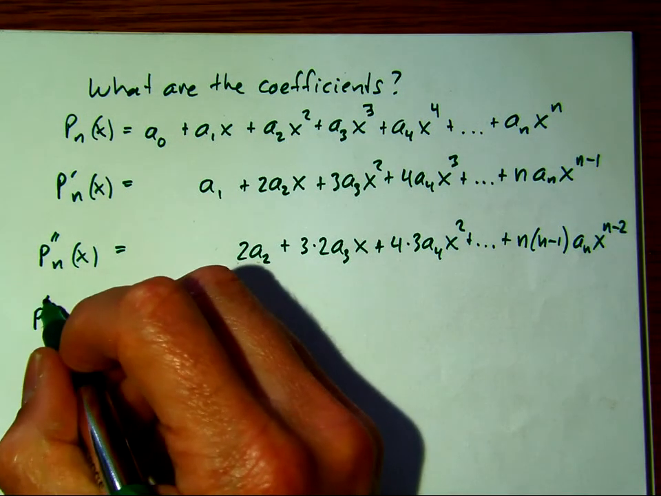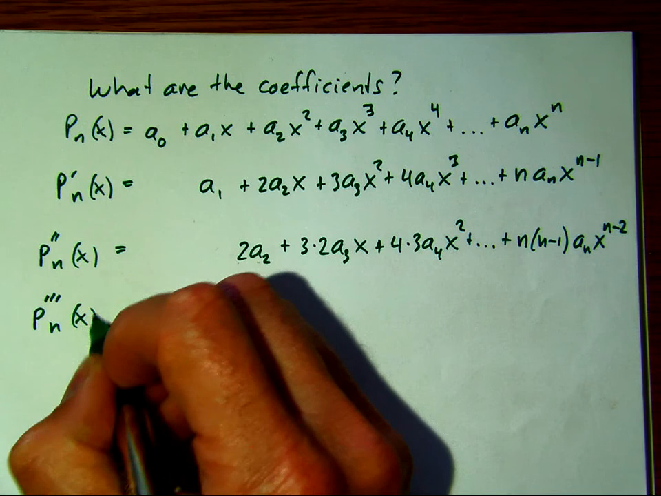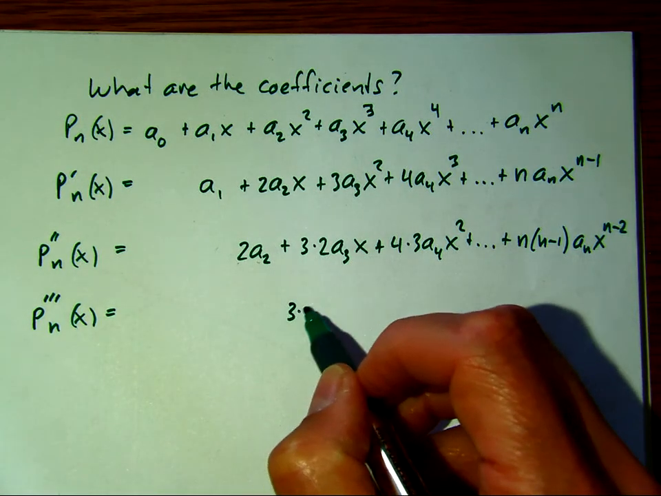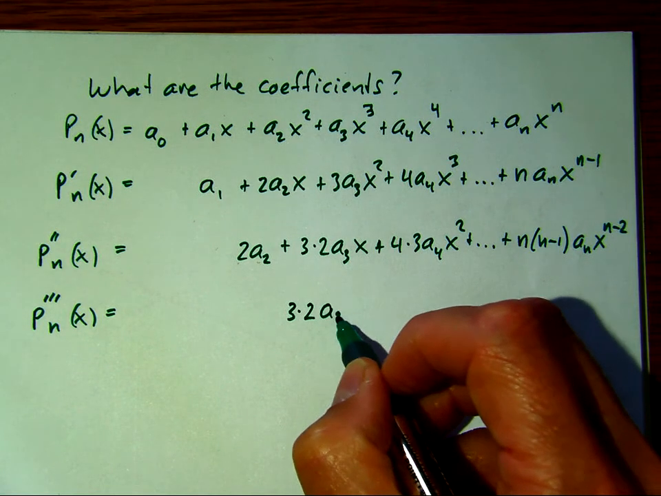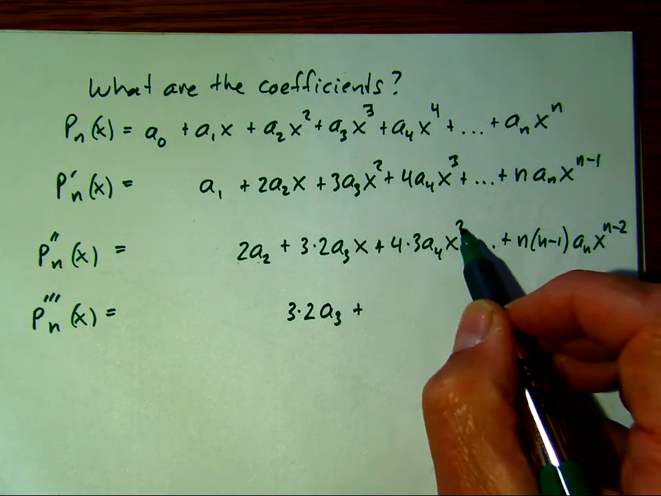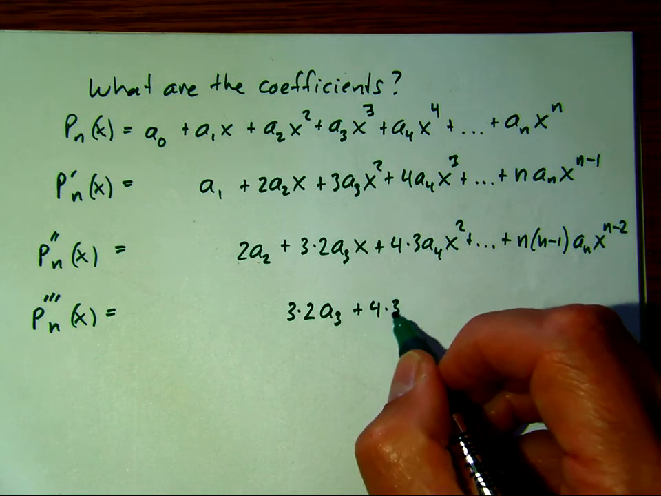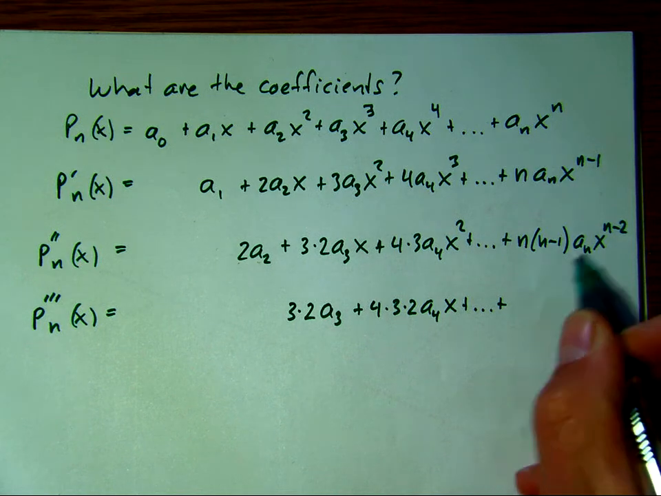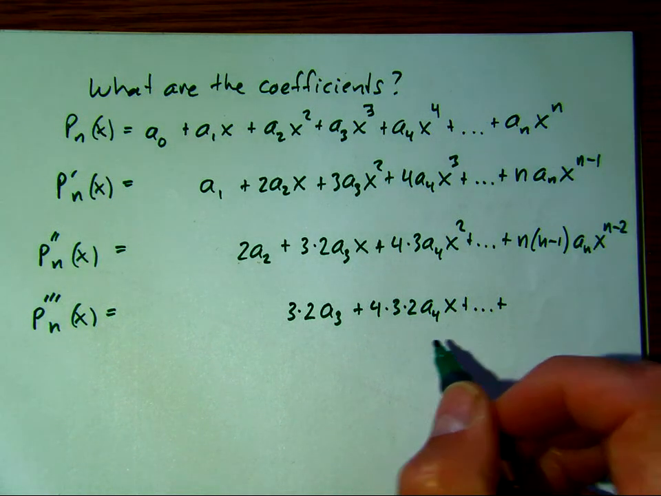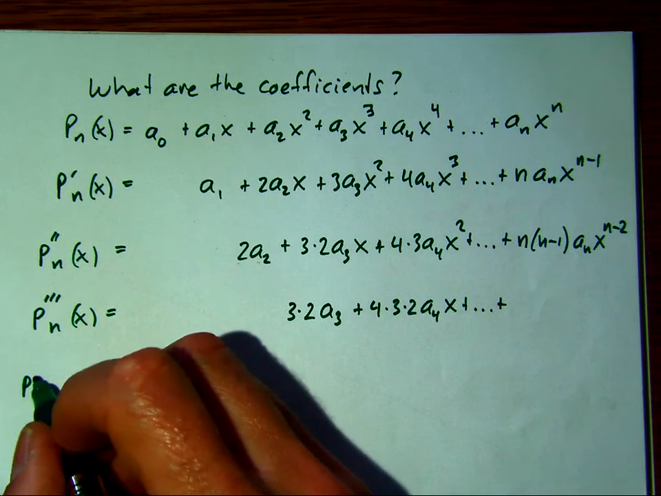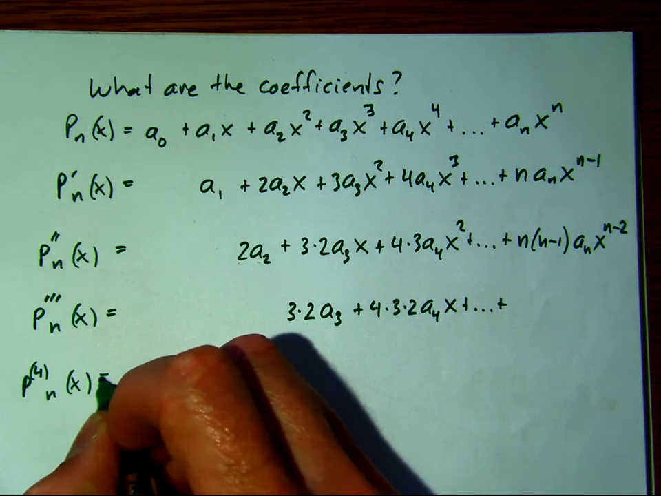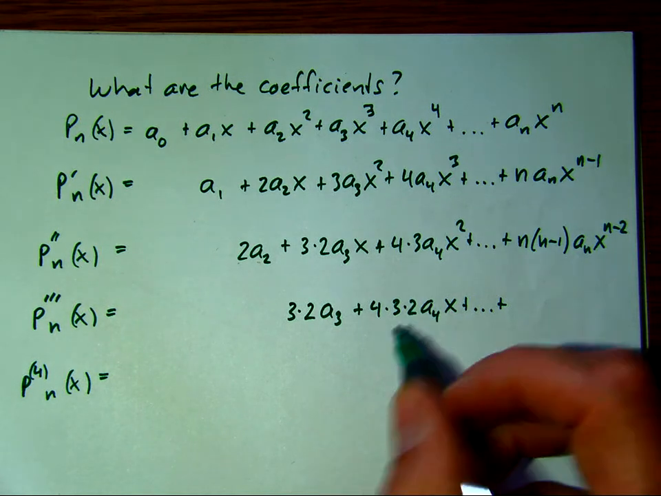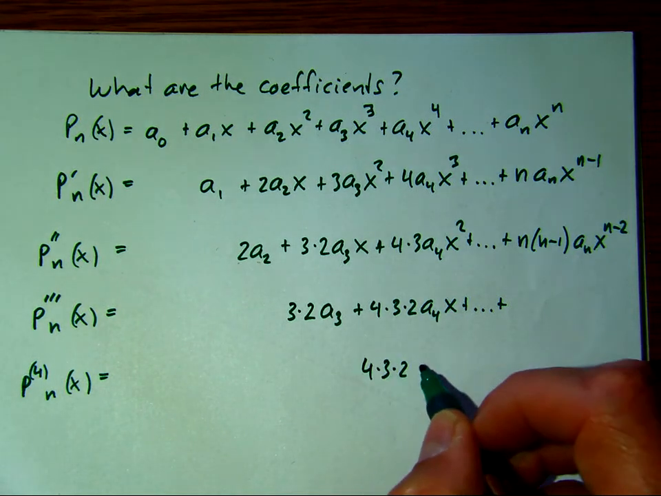We could do the third derivative. The derivative of that is 0. The derivative here is 3 times 2 a3. This is going to be multiplied by 2, and so now we have 4 times 3 times 2 a4x, all the way out to the derivative of that. We can go to the fourth derivative. Let's do the fourth derivative, just so we can see what's happening. The derivative of this is 0, and the derivative here is 4 times 3 times 2 a4.